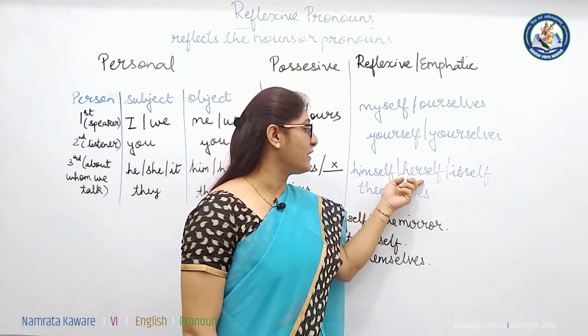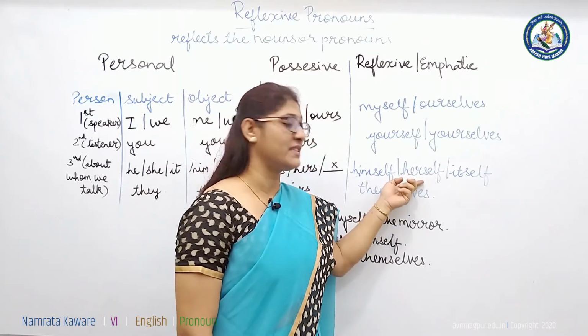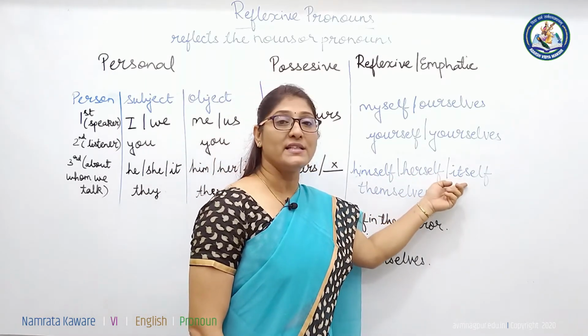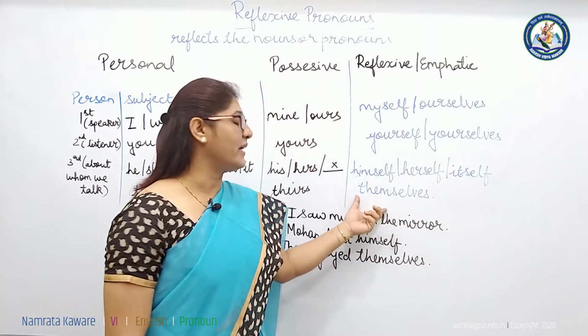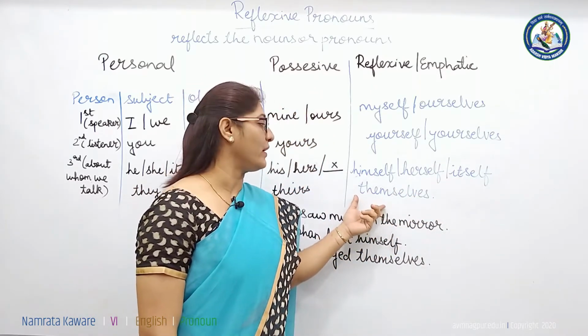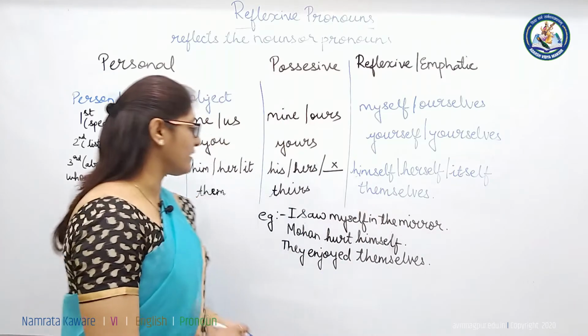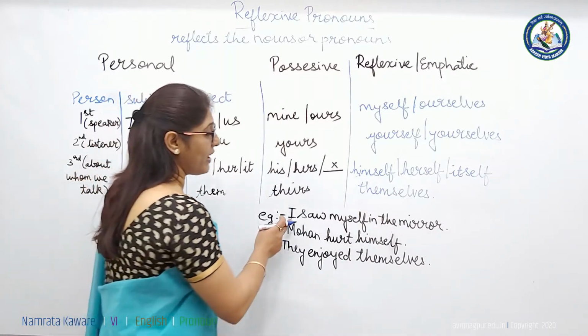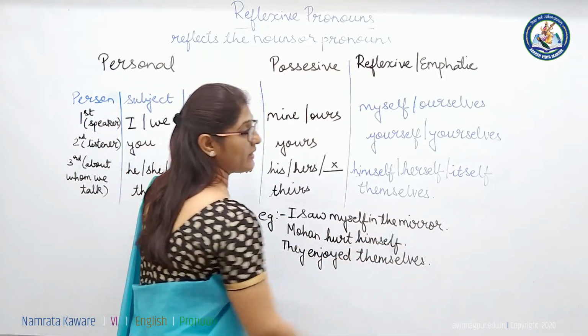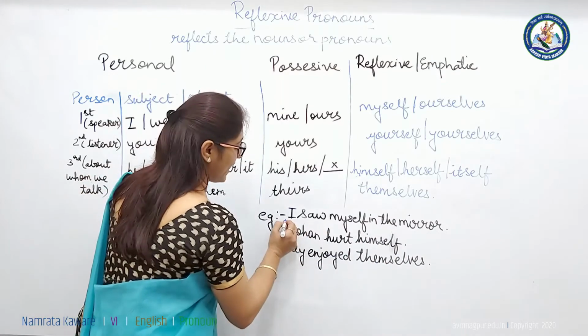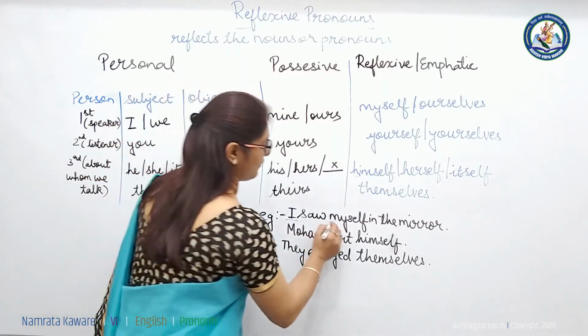For female singular third person, we write herself. For it, we write itself. And for they or the third person plural, we write themselves. Here are some examples. The first one, I saw myself in the mirror. Now we can see I over here and myself also.